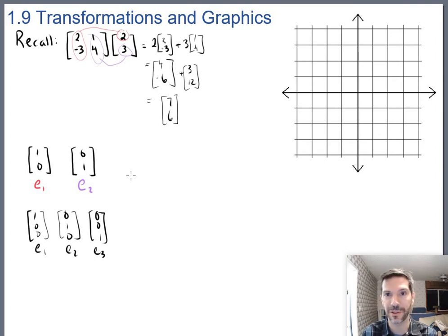Once we know how it works in two dimensions, it's the exact same math in three dimensions or even seven dimensions, although that's not very useful as far as computer graphics go, because our puny little brains can't really visualize things in seven dimensions. But so the basic idea here is, if we know what happens to E1 and E2, we know what happens to everything else. E1, of course, is the basic x direction, right? So there's E1. E2 is the basic y direction.